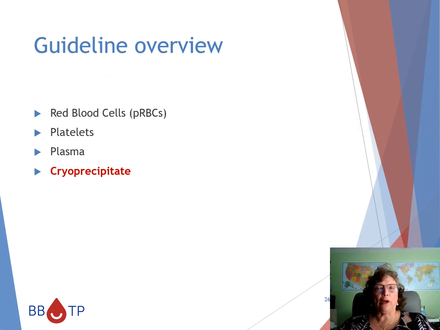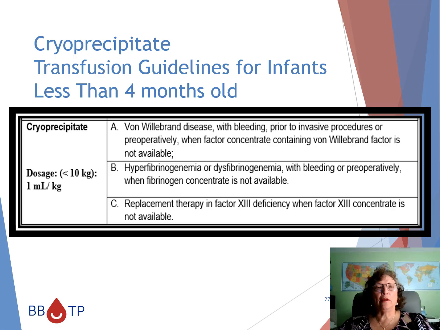And then we also have cryoprecipitate. The next product that we will be looking at is cryoprecipitate. Cryoprecipitate, the dosage is 1 ml per kilogram. Here are the different items that are listed as to why you would use cryoprecipitate in different situations. And then, of course, if you do not have manufactured factors available, such as factor 13, then you would use cryoprecipitate in this situation. So that's how we would do that.